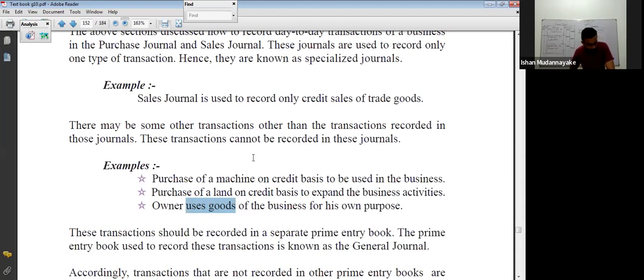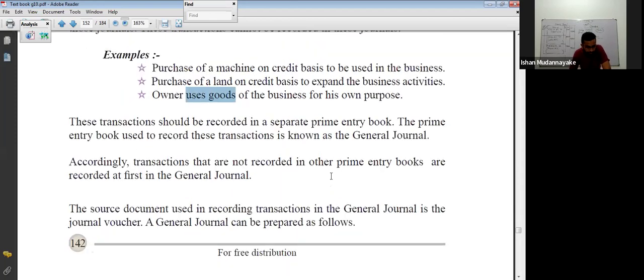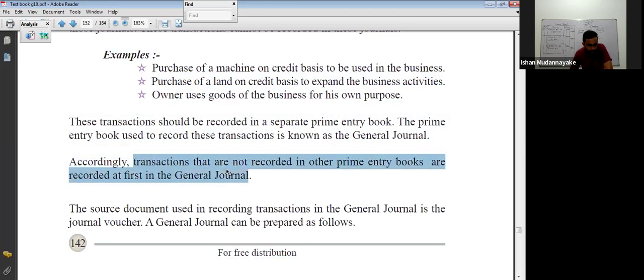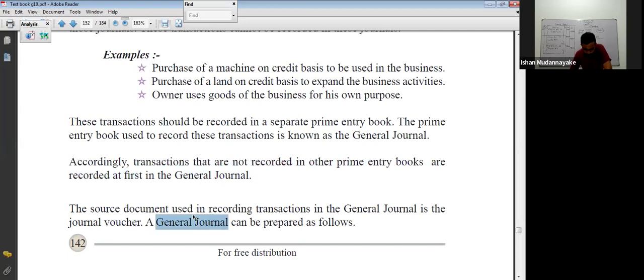Okay, right. I think last year we discussed these things. To revise the knowledge, I give you this idea, because most of the schools do not discuss the general journal properly. I have seen so many students requesting an explanation of the general journal. Accordingly, transactions that are not recorded in other primary books are recorded at first in the general journal. You need to highlight this, and journal vouchers also.